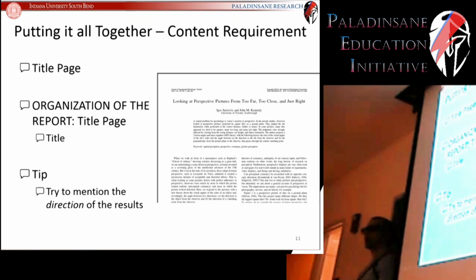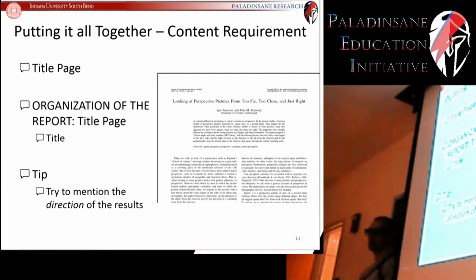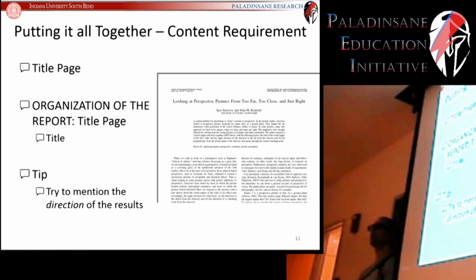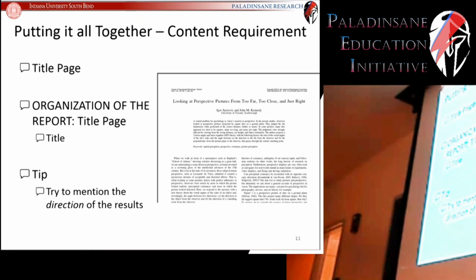But a better title would be something like "Groups more confident for false memories than singles," right? That lets you know we're dealing with false memories, we're dealing with groups, but it also tells you the direction of one of our results. And that's just a lot more reader-friendly.